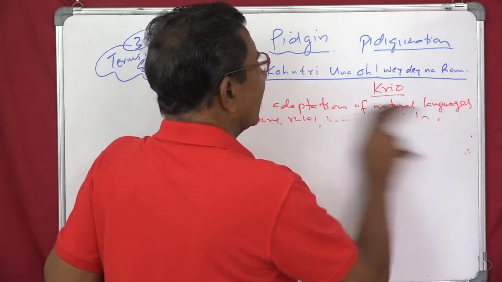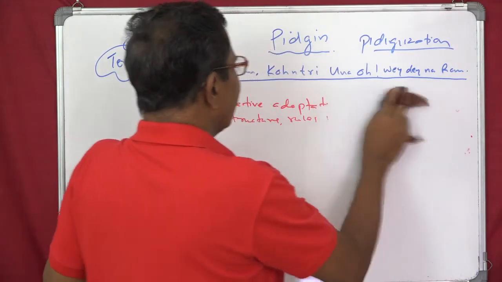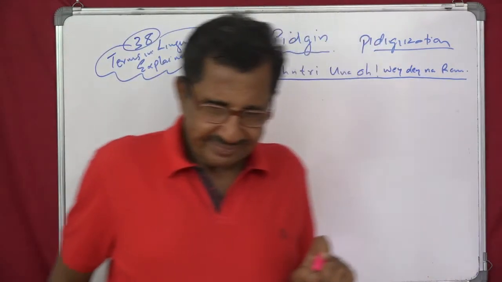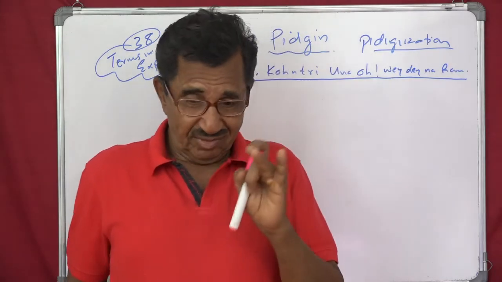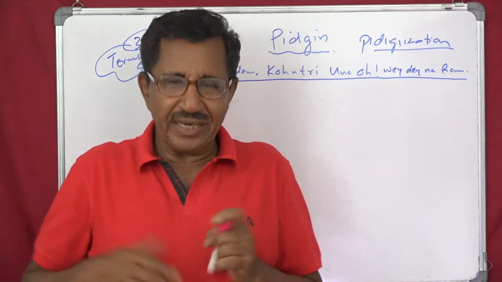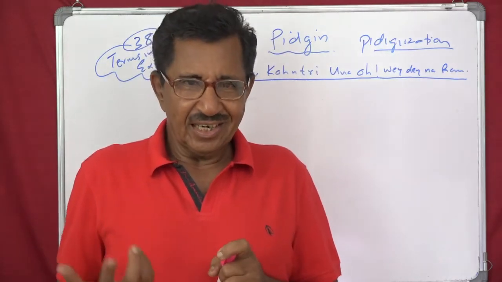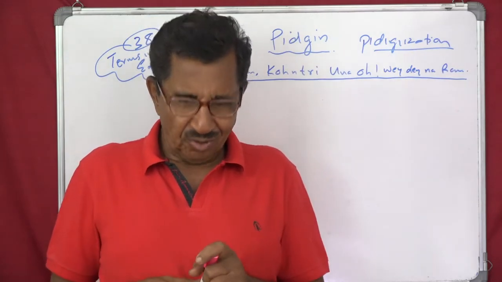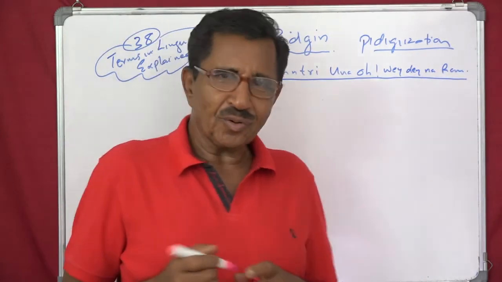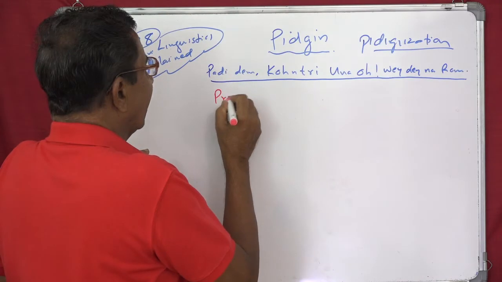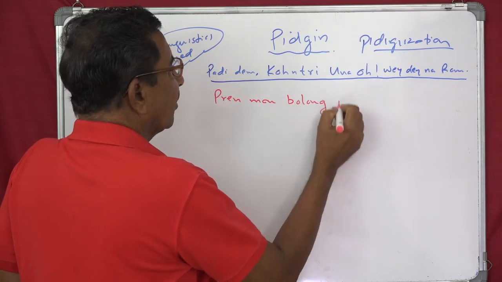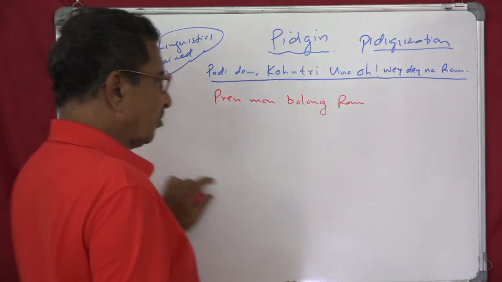So that is their version of "Friends, Romans, countrymen." Creole is Sierra Leone, and Tok Pisin is in Papua New Guinea. In that Pidgin, they write "Pren man bolong wrong." That is "Friends, Romans, countrymen."